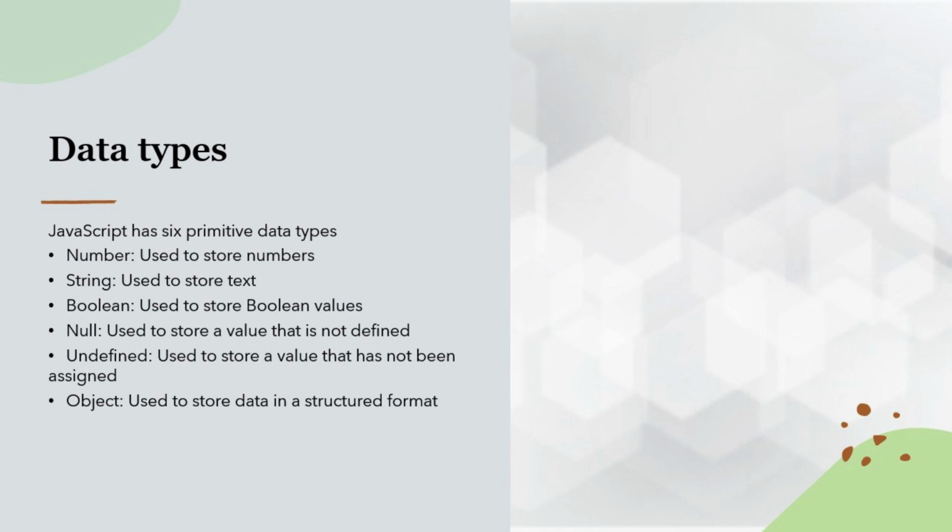Null and undefined. The null data type represents the intentional absence of any object value. On the other hand, undefined is used when a variable has been declared but not assigned a value yet. Objects. Objects are used to store data in a structured format. They consist of properties and methods. Objects are declared using curly braces, and can be accessed and modified using dot notation or bracket notation. In this example, we have an object called myObject with properties like name and age.